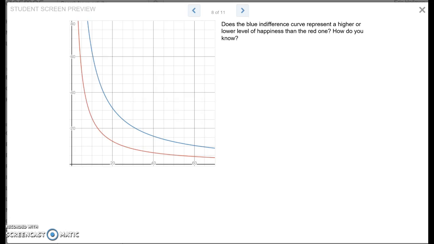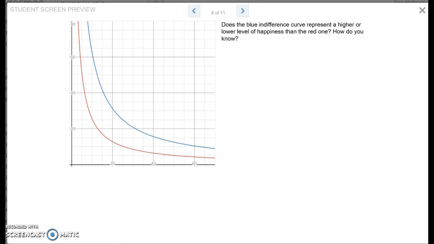So here we have two different indifference curves drawn on the graph, and the question is which one represents a higher level of utility. So I want you to think about that for a second, pause it, come up with a guess, and then we'll talk about the answer. Okay, so in fact, the blue indifference curve represents a higher level of happiness.